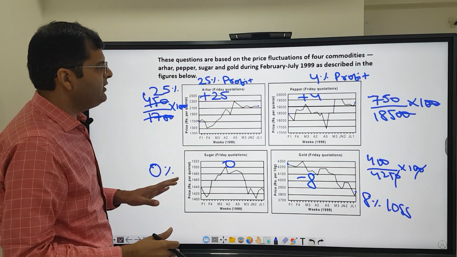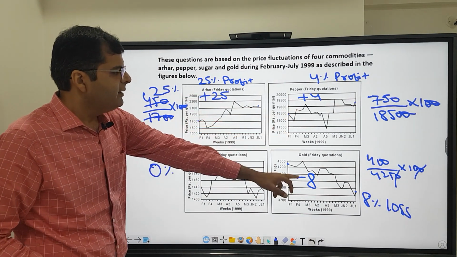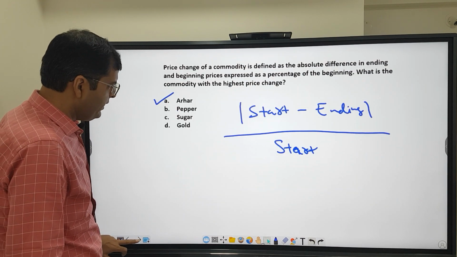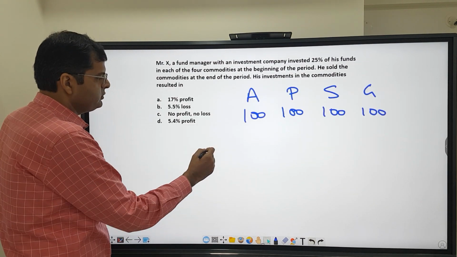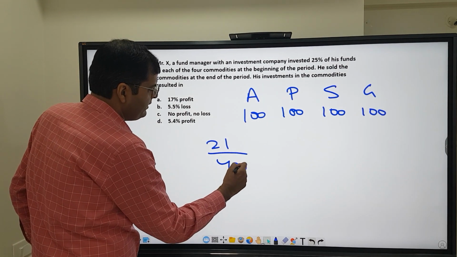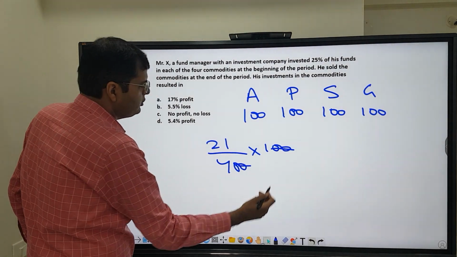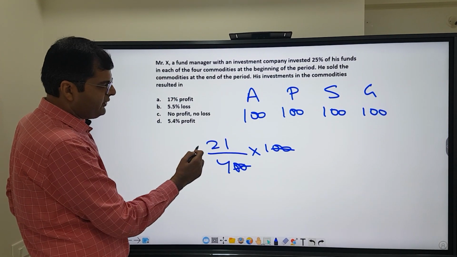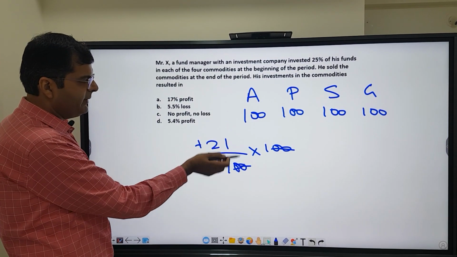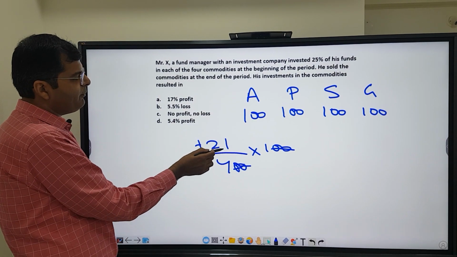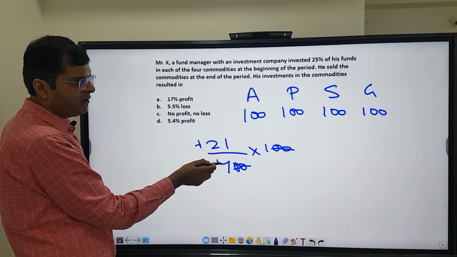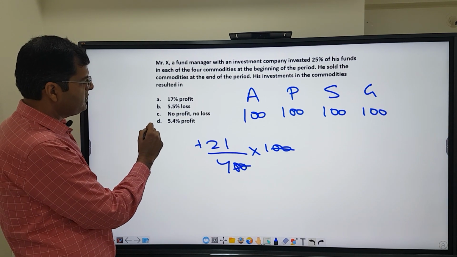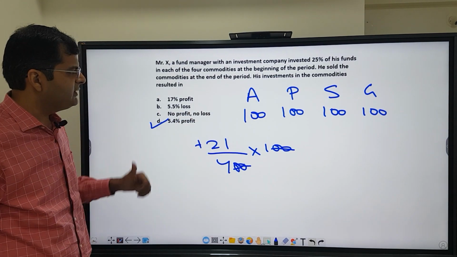So overall in the 400, what do you get? 25 plus 4, 29, minus 8 is 21. So on the 400 you make 21. So 21 upon 400 into 100, roughly that should be your answer. It is roughly 21 by 4, and it's a profit scenario because you are making money. 21 rupees is made on this 400, so almost 5.5%, 5.4% kind of a profit. Almost a 5% profit we get. So a 5% profit almost is answer option D. That is the right answer option here.